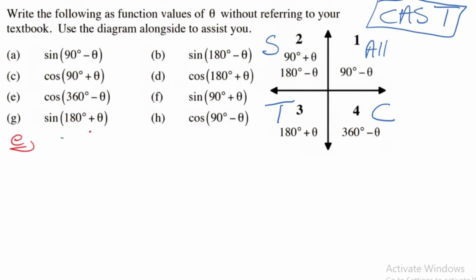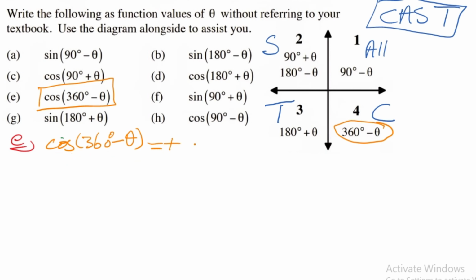Right, we are on E now. On E, we are having cos of 360 degrees minus theta. All right, we need to go and check where we have got 360 degrees minus theta. So that will be on the fourth quadrant. And on the fourth quadrant, we know that cos is positive. So we will have cos theta. That will become the answer.